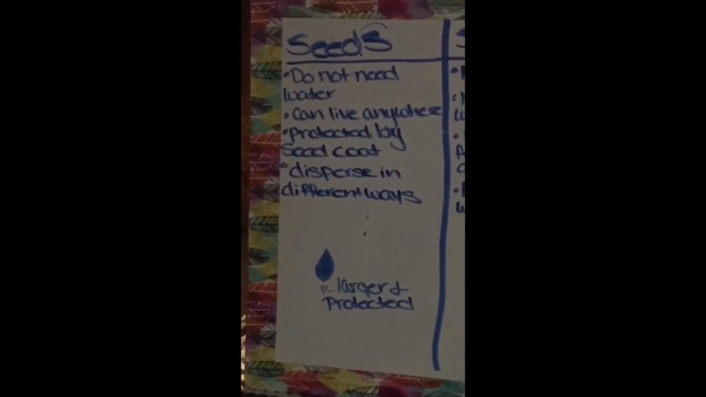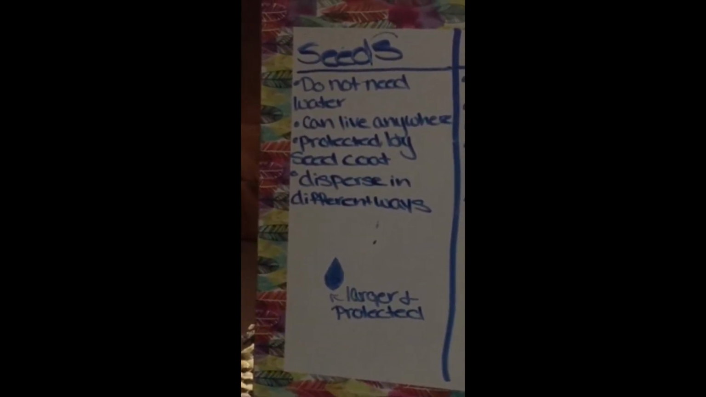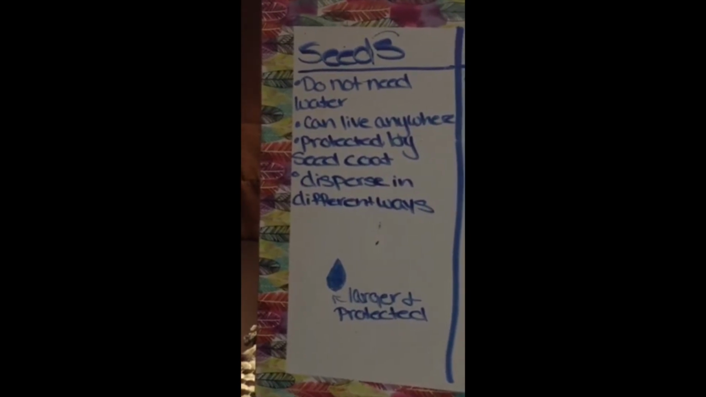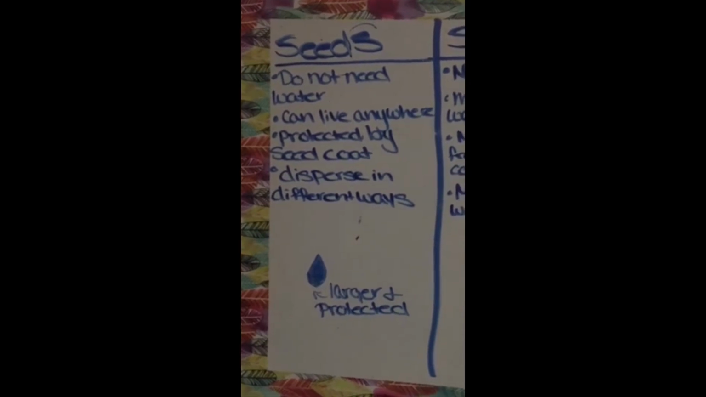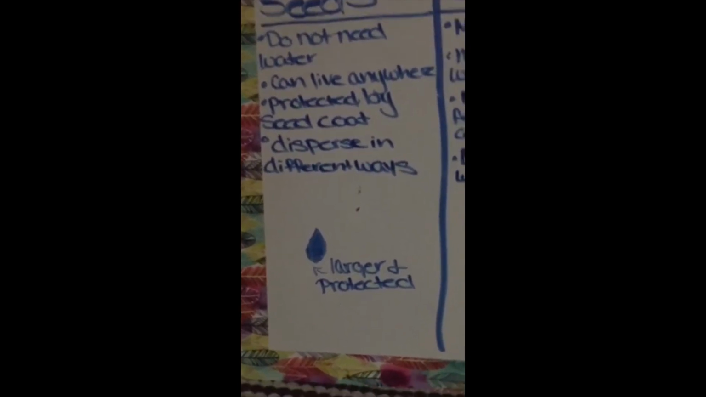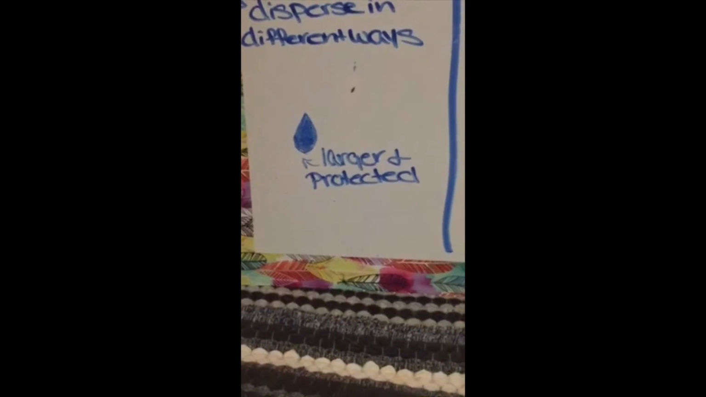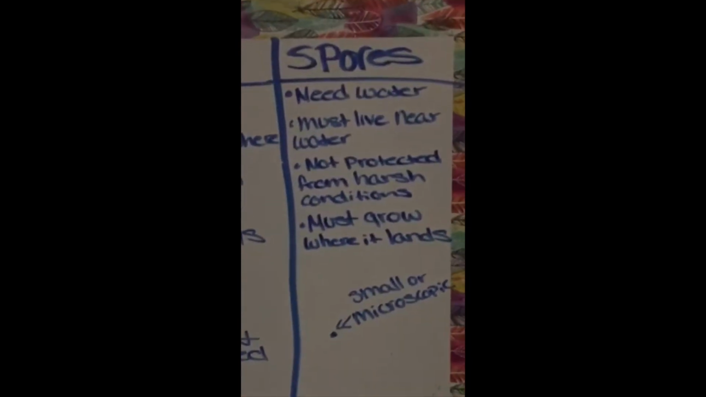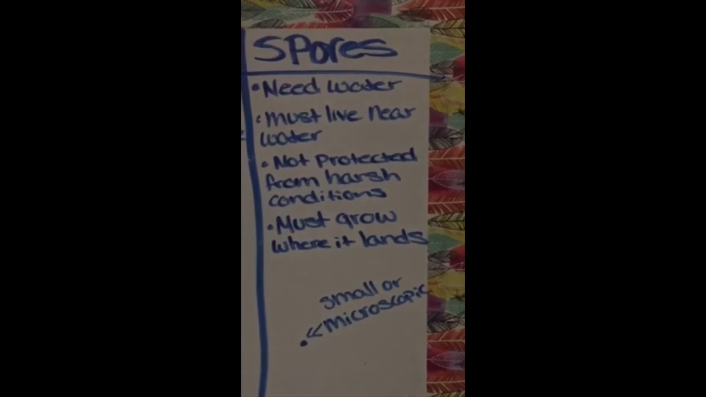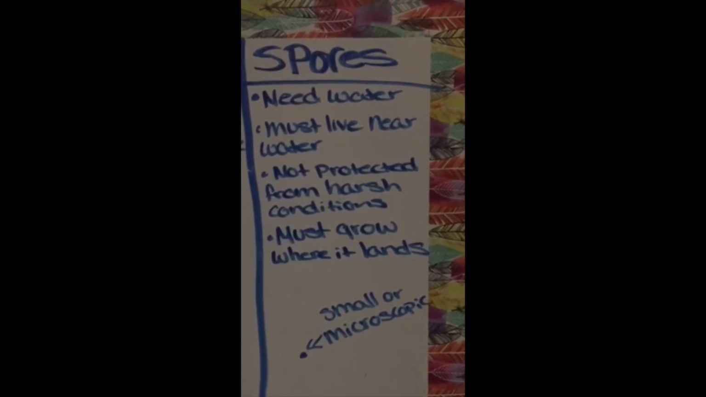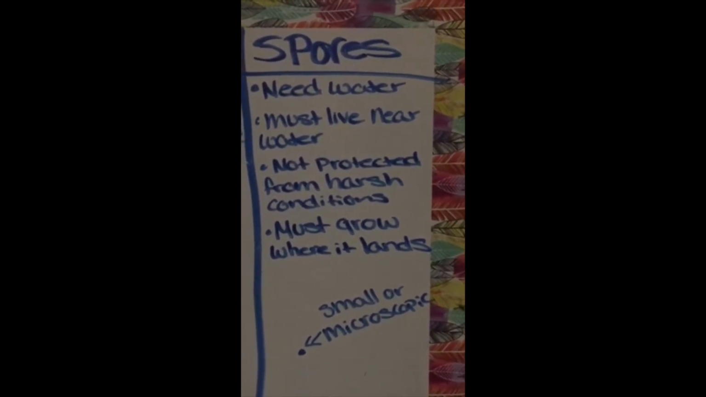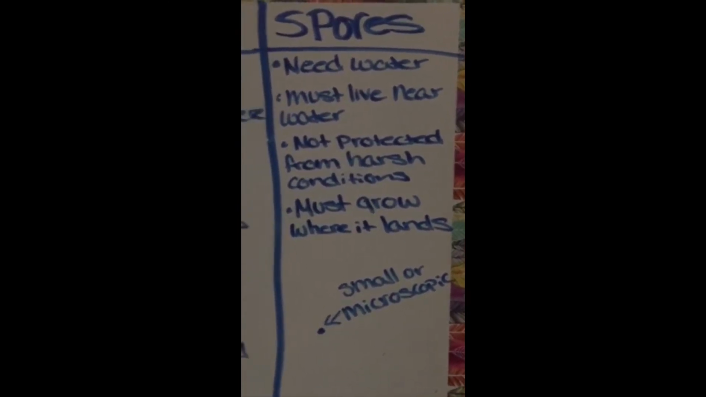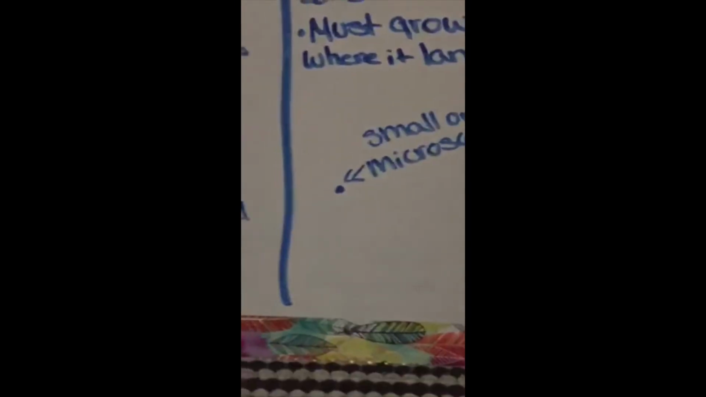And here's a list of the differences, but basically seeds don't need water, and they can live anywhere. They're protected by the seed coat until they start to grow, and they can be dispersed in different ways. And they're also a lot larger than a spore. And then spores need water. They need a lot of water, and they have to be near water to grow. They have no protection from any of the harsh conditions, and they have to grow where they land. And they're really a lot smaller than a seed.